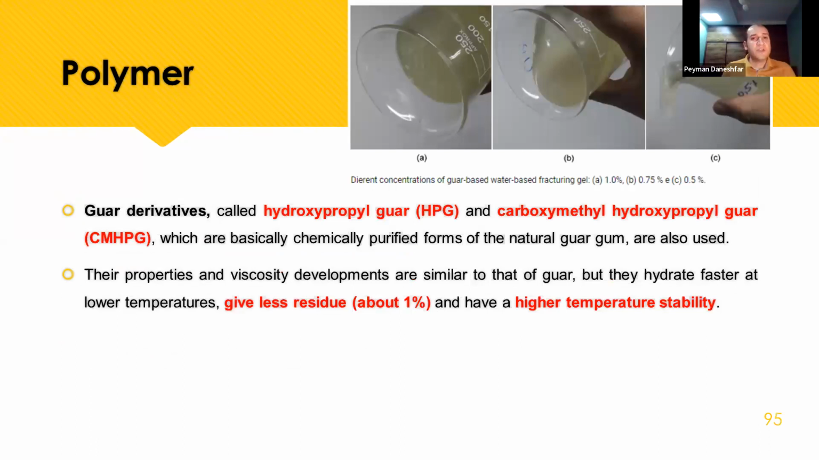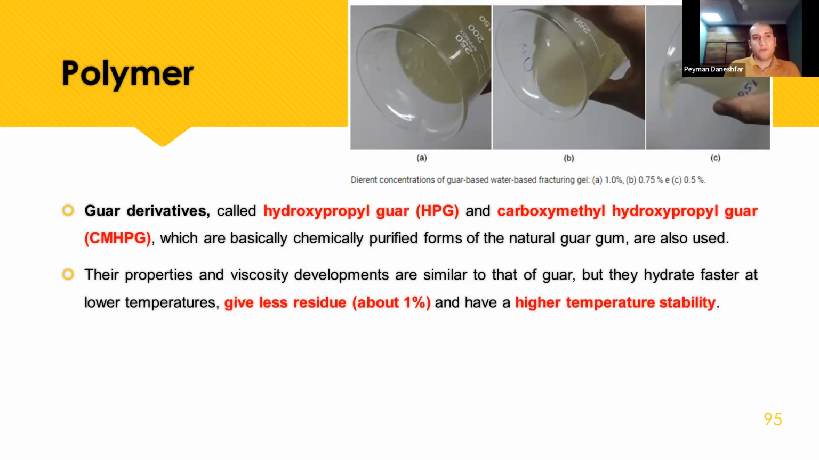Such as hydroxypropyl guar, HPG, and carboxymethyl hydroxypropyl guar, or CMHPG, which are basically chemically purified forms of the natural guar gums, and the viscosity developed is similar to that of guar. Because of the derivative, it hydrates faster at lower temperature and gives less residue, about 1%, while guar gives us about 5 to 10% residue, and it has high temperature stability.